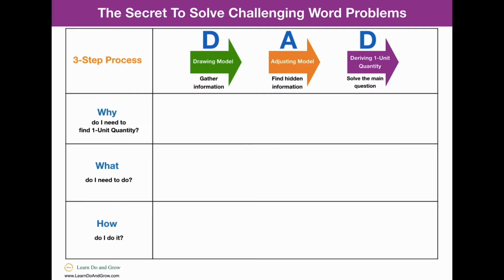Am I right? Let's go through this process again. Why do I need to find one unit quantity? Like I explained earlier, the moment we find one unit quantity, we can use it to find any answer that the question is asking. And the next step that is so logical is, so what do I do? After you know what you need to do, the next question you ask is, then how do I do it?